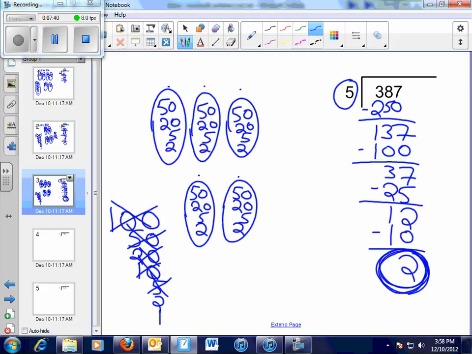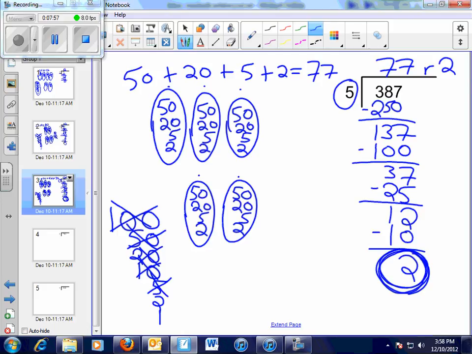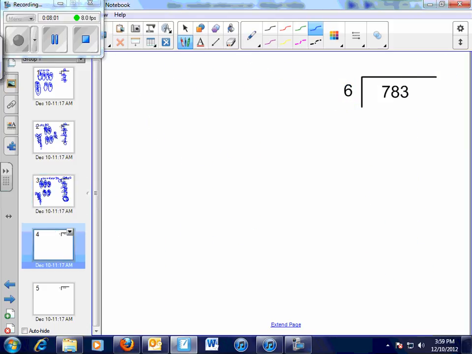It is equal groups. So I add up what I've got in a single group, 50 plus 20 plus 5 plus 2. That equals 77. So my answer is 77, remainder 2. I have 2 left over. Let's do a couple more.